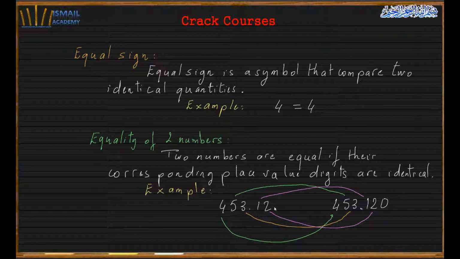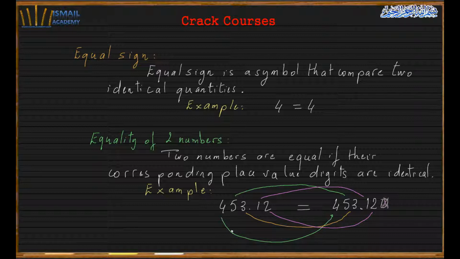We know that after the last digit in the fractional part, we can put as many zeros as we want, or eliminate as many zeros as we want, as long as there are no distinct digits there. So it is either useless, or you can add a zero here; it's the same thing. My point is that we found that the corresponding place value digits are identical, so those two numbers are equal.